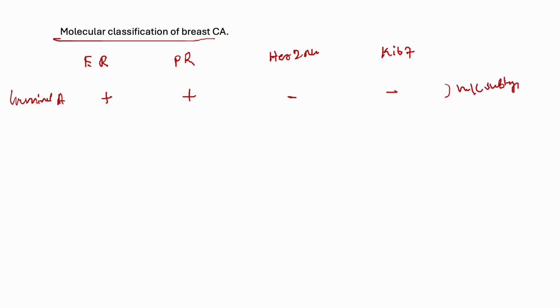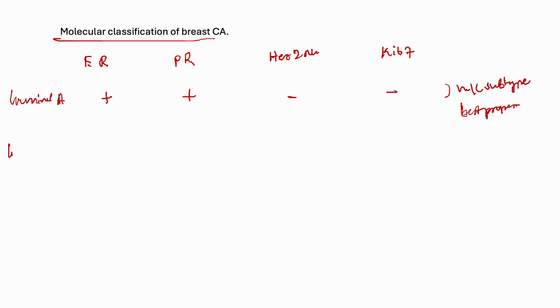Coming to the molecular classification of CA breast, in this we are going to check for the ER, the PR, HER2/neu, and Ki67. Okay, the first is luminal A, which is positive for ER and PR, negative for HER2/neu, and Ki67 is negative. This is the most common subtype, and this has the best prognosis.